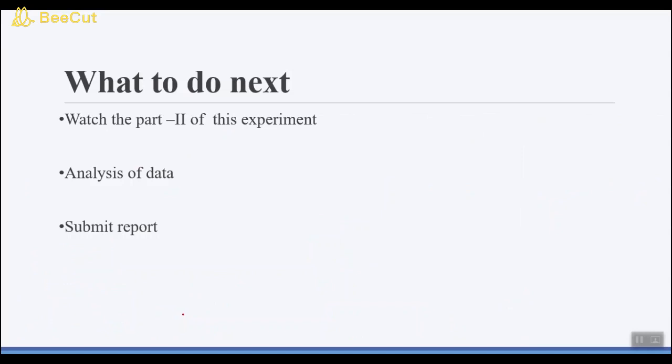So what do you have to do next? You have to watch part 2 of this experiment, which is the lab tutorial of experiment number 4. The data of the experiment is provided to you in an Excel sheet. You have to analyze it and calculate the analytical results, and then compare the results. After that you have to submit the report to me.